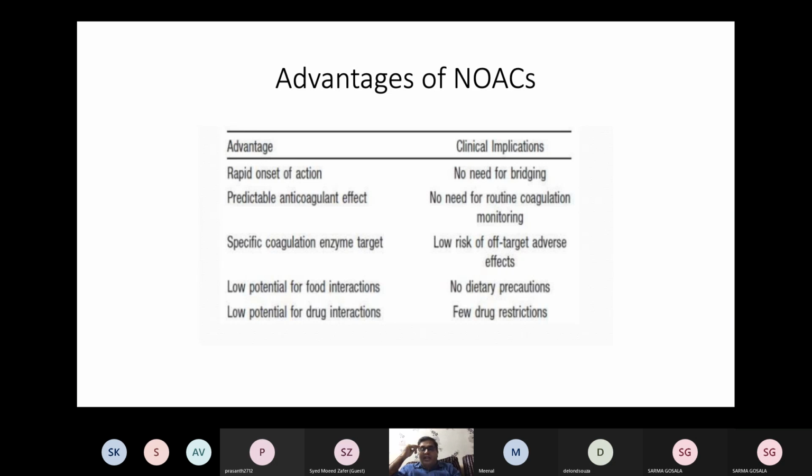So what it means is that there is a low risk of adverse effects, mainly bleeding. There is low potential for food interaction, so no dietary restrictions are required. There is also low potential for drug interactions. There are some interactions we need to be careful about, but not as many as we have with warfarin or acenocoumarol.